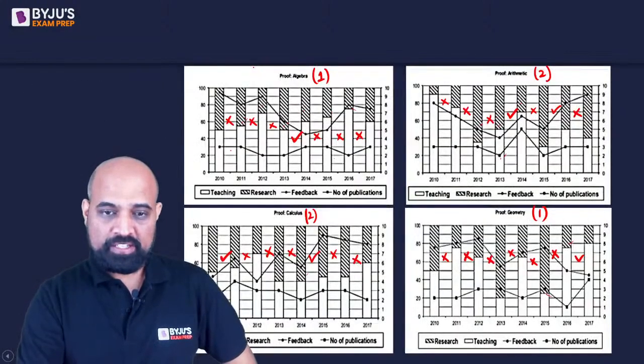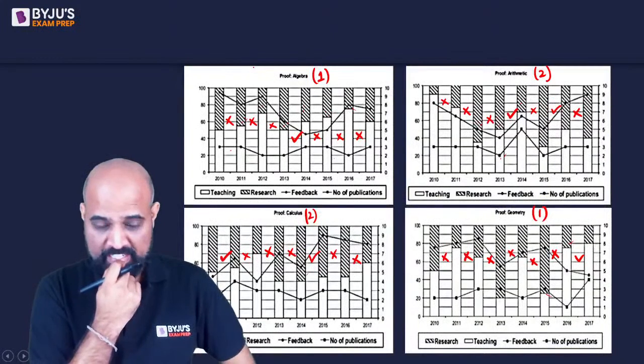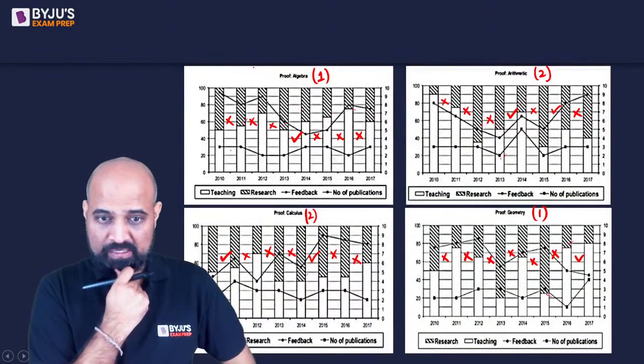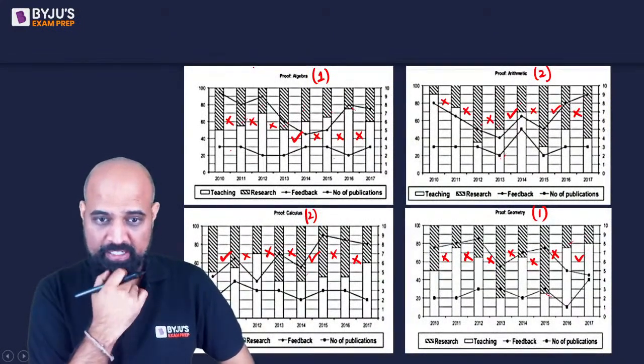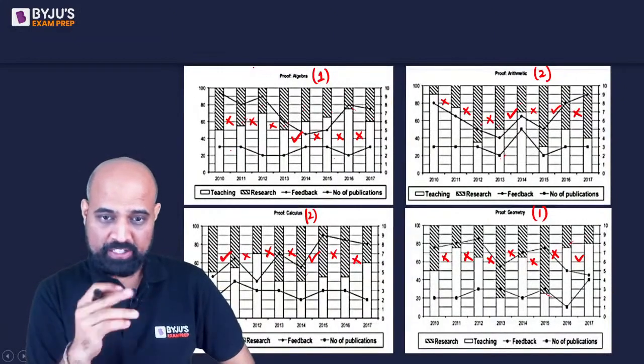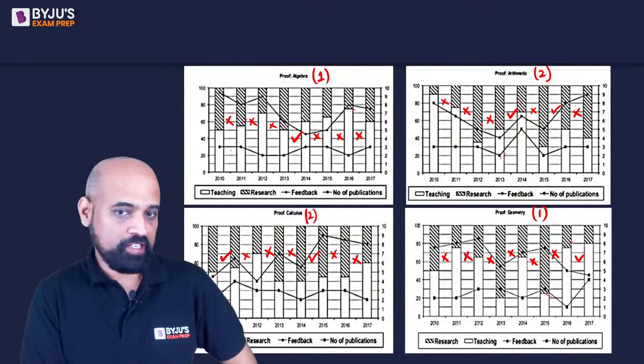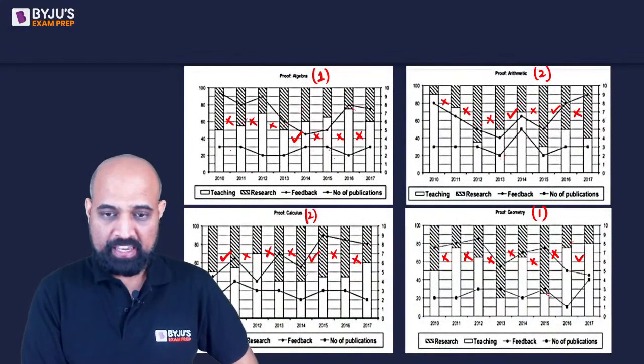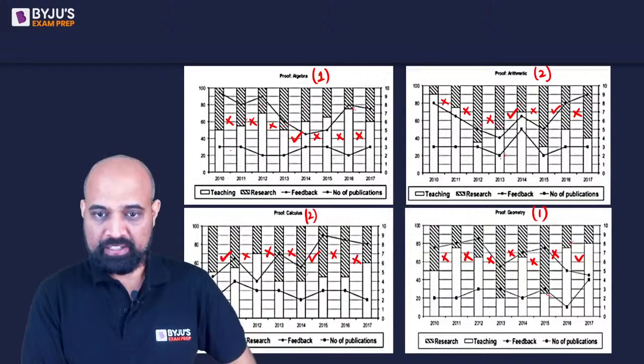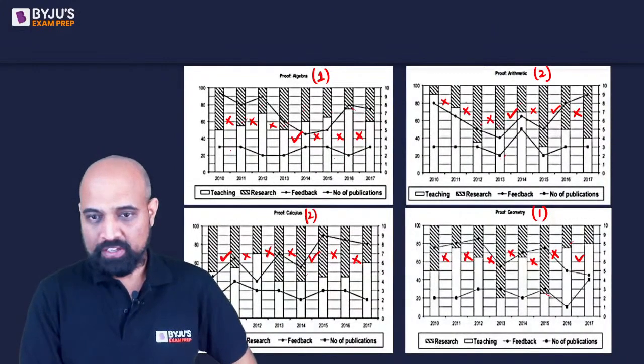With annual increase in feedback. Professor Algebra, effort decreased, but feedback has remained the same. In the next one feedback has decreased, in the next feedback is the same, feedback has increased, effort has decreased, feedback same, feedback decreased, feedback increased, effort increased. So only one. For Arithmetic, effort increase, decrease, feedback will decrease.